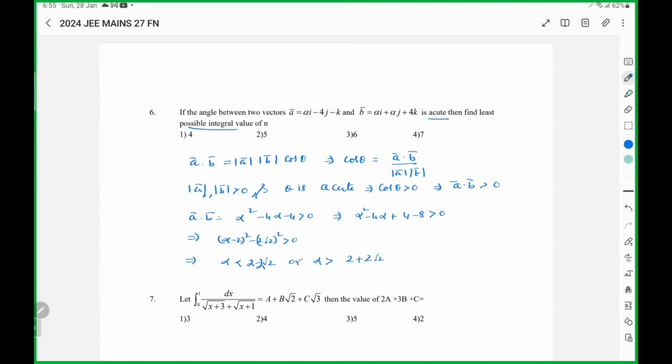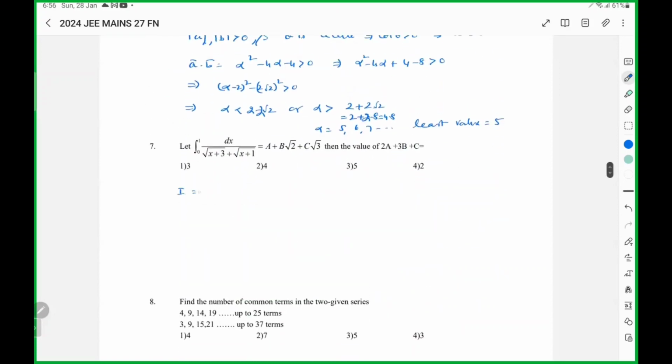He is asking for the possible least positive integral value of n. It is 2 plus 2 into 1.4, that is 2.8, so 2 plus 2.8. So positive values 5, 6, 7. So the least value is 5.